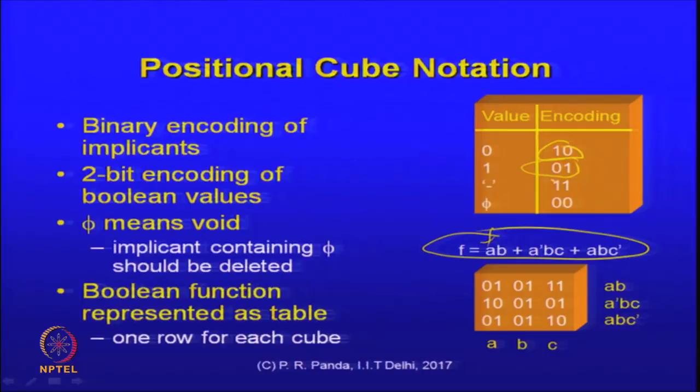If both of these are 1, then it means it is a do not care, and if both of them are 0, then it means it is a void or a null. That has some interesting uses that we will see soon.